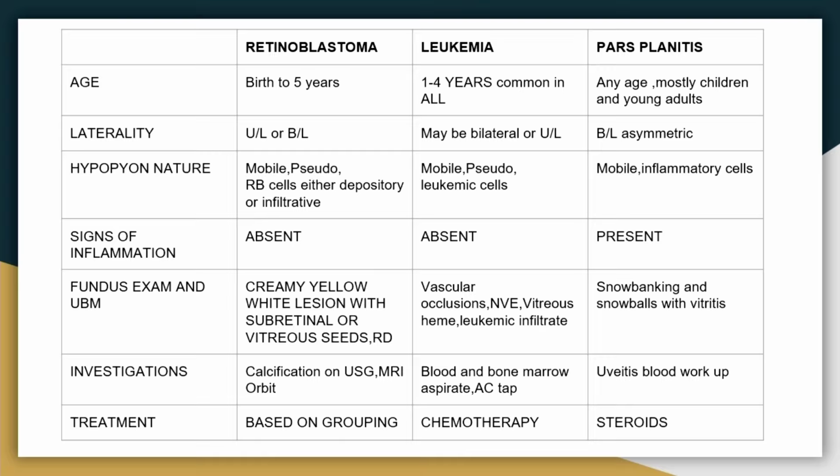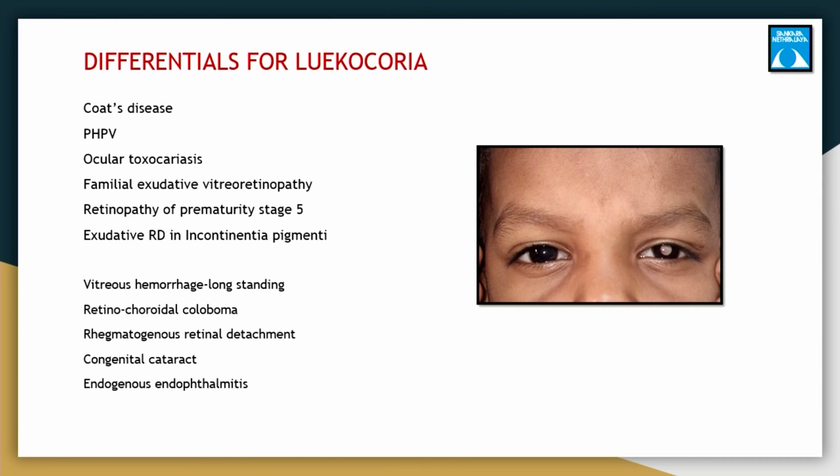For leukemia, on blood and bone marrow aspirate, and on AC tap, we can show the leukemic cells. And in pars planitis, we can do the uveitis blood workup. Treatment of retinoblastoma depends on the grouping. In leukemia, we can have bone marrow transplantation or chemotherapy. And pars planitis responds well to steroids.